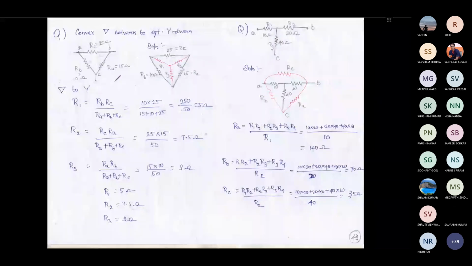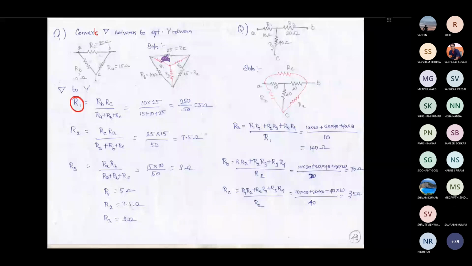For this circuit, we need to convert delta to star. So delta is given, and you need to find the star. Delta is given in pencil, and star is mentioned in red color. For delta, it is given 10 ohm, 25 ohm and 15 ohm for the different resistances. Based on this, I have just given some variables. This is R1.